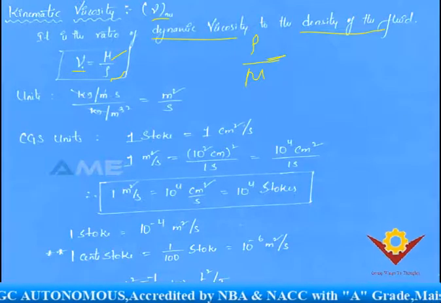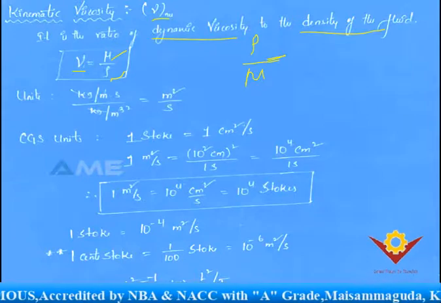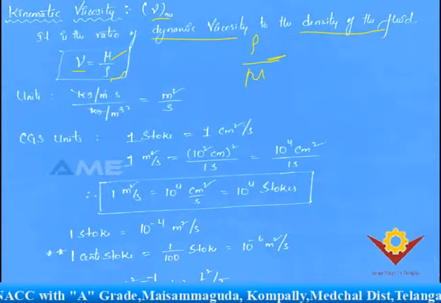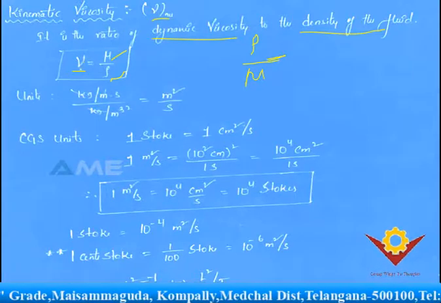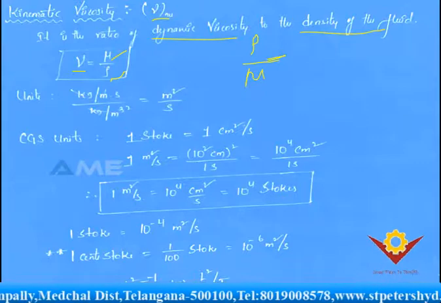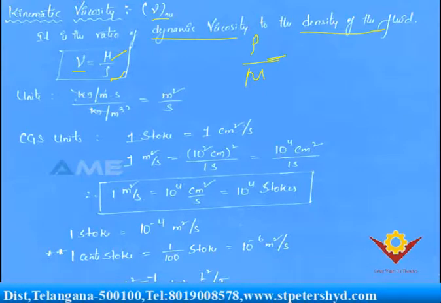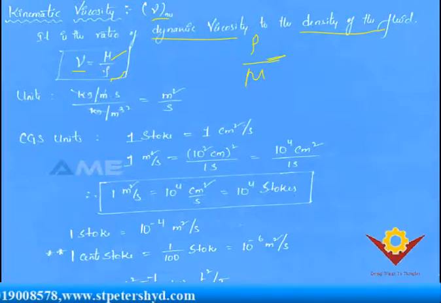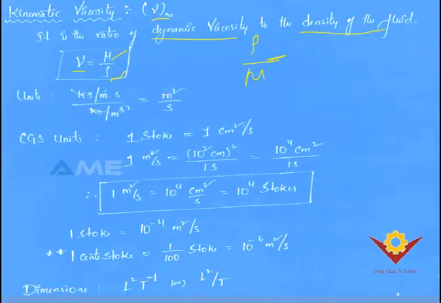Here kinematic viscosity is nu, dynamic viscosity is mu. So these rhyme like the same one, right? So mu will be in the numerator and rho will be in the denominator. And coming to the units, for dynamic viscosity it is kg per meter second. For density it is kg per meter cube. And if you simplify this, you are going to get meter square per second. Coming to the CGS units, we simply call it Stoke.